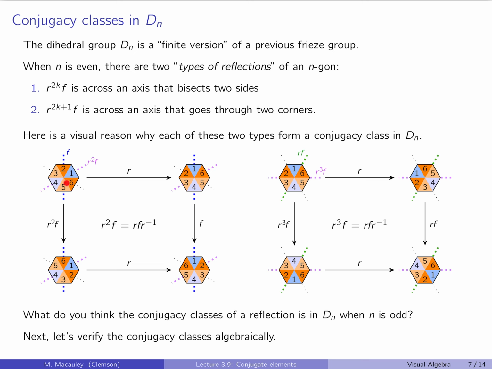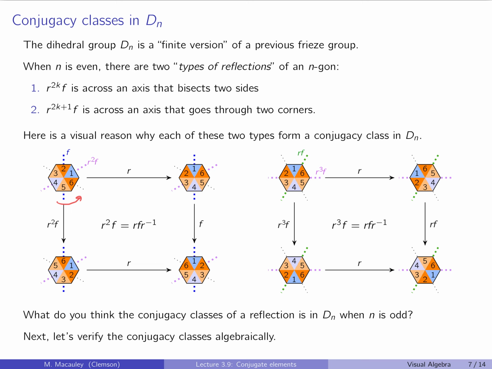So let's let f be the reflection about a central axis, and suppose that we want to reflect about a different axis that has the same type, this one here, say. Well, to do that, we first need to rotate this hexagon to get these blue triangles back in central position, and then we reflect about that central axis, and now we just have to rotate back, that is go clockwise, which is r inverse, to get back to here, and the net effect is that reflection. So r squared f equals r f r inverse.